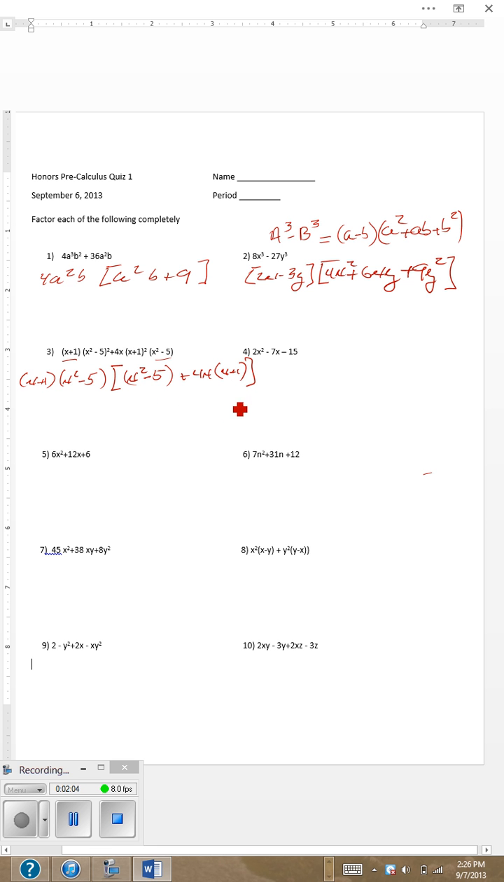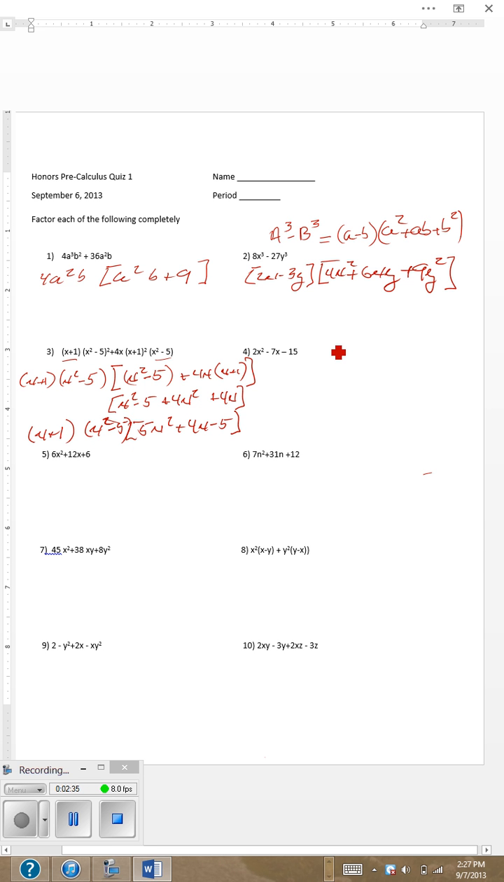This needs to be expanded. You've got x squared minus 5. Distribute the 4x: 4x squared plus 4x. Tidy my terms together here: 5x squared plus 4x minus 5. The other two factors come down. x plus 1, x squared minus 5.